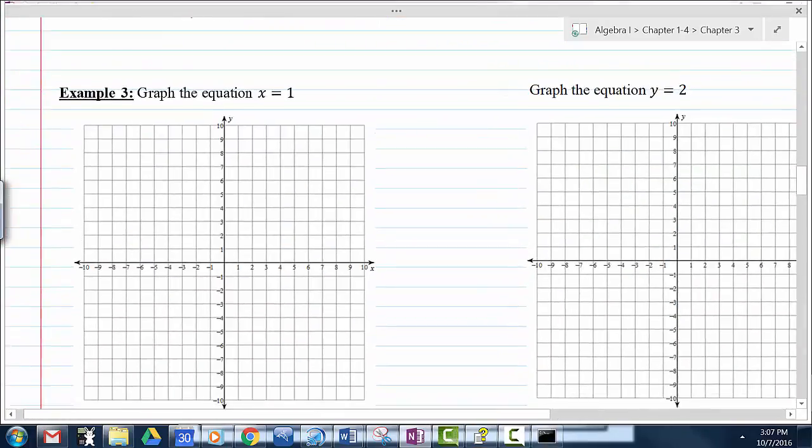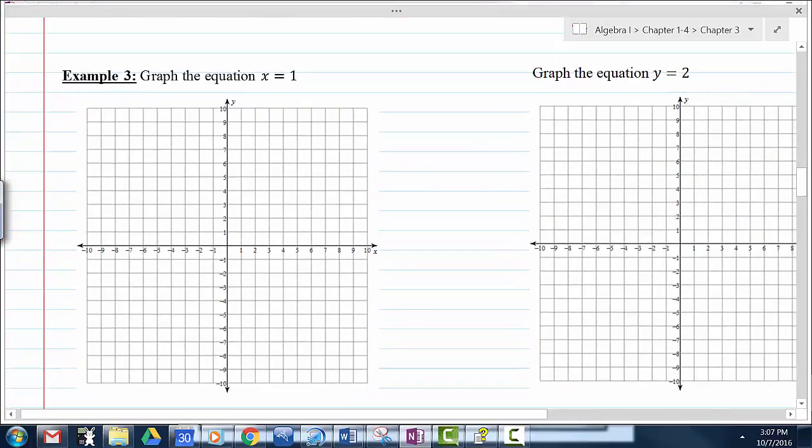If I wanted to graph these equations, say graph the equation x = 1, anytime an equation starts with x equals, then you're talking about a vertical line.